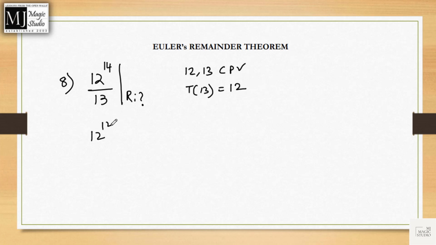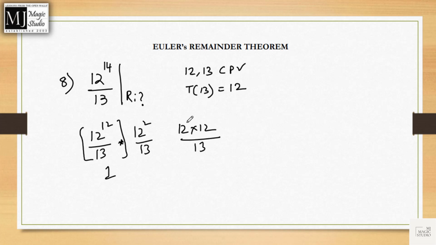But this is 14, so 12 to the power 12 when divided by 13 will leave remainder 1. We are left with 12 squared, which needs to be divided by 13. So this portion falls in the remainder theorem. 12 into 12 divided by 13. 12 when divided by 13, we get a remainder of minus 1, that is, residue of 1. Here also minus 1. Minus 1 into minus 1 is 1. So eventually, the final remainder is 1 into 1, 1.